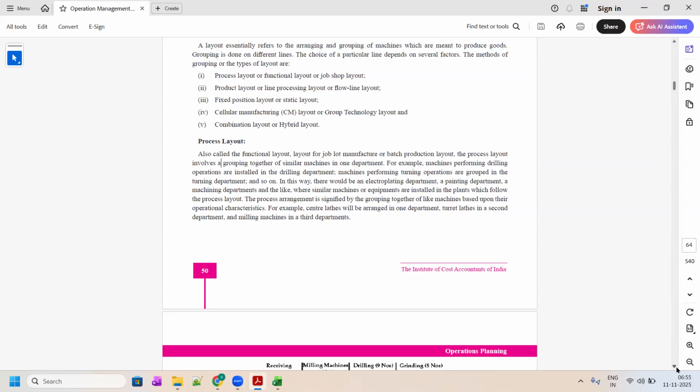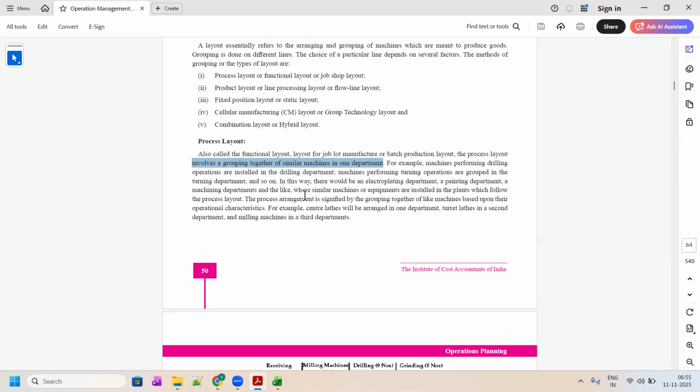So what does it mean? It basically means that here the machines doing similar kinds of work are placed together. In the case of process layout, we bring all the machines which do similar types of work and group them together. So it involves grouping together similar machines in one department. For example, the machines performing drilling operations are installed in the drilling department. The machines performing turning operations are grouped in the turning department and so on.